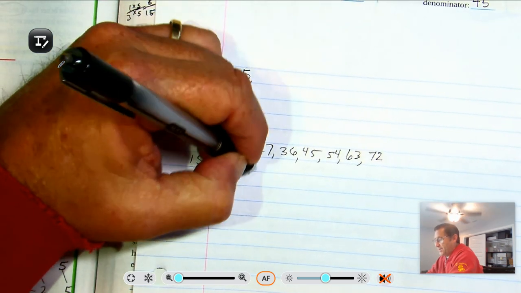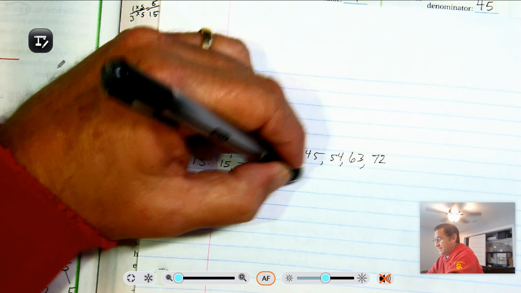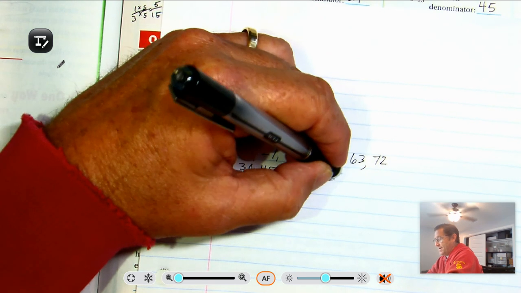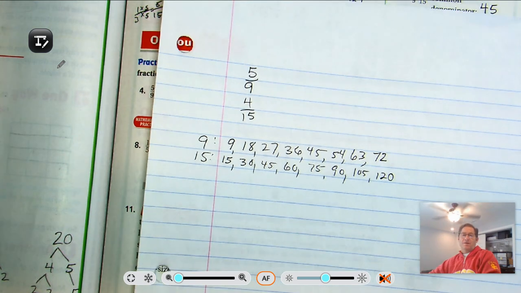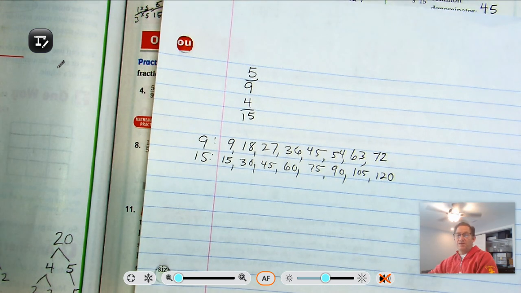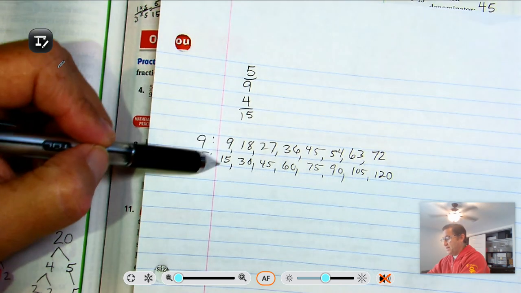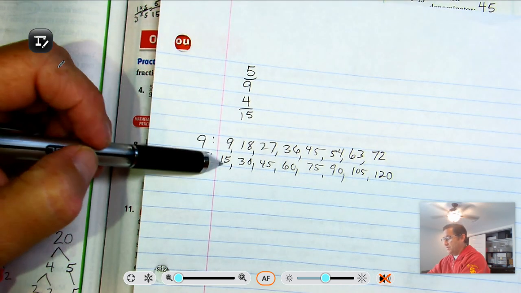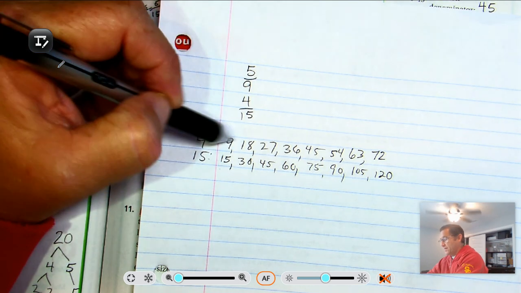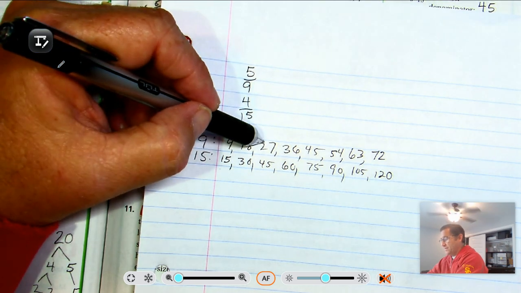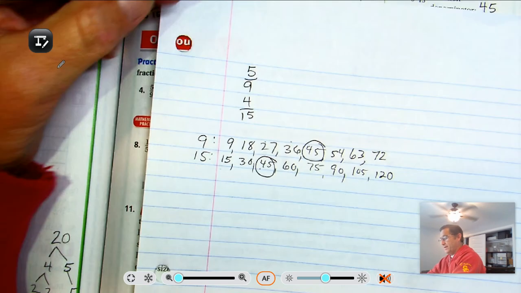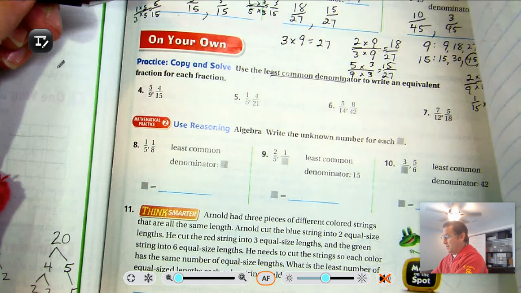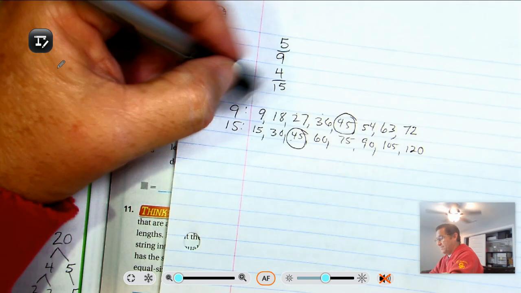15, 30, 45, 60, 75, 90, 105, 120. All right, now I'm looking for the smallest multiple in common. 9's not in common to both. 18's not in common. So you just keep going, right? 9, 18, 27. I don't see that. 36. I don't see that. 45. I do see 45. Okay. So the least common denominator is 45.